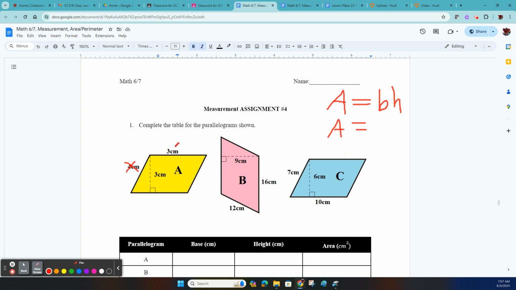Nope. 3. Well, 3 can be my base because check it out. It's forming a right angle with the height. Look at that. So 3 goes in for base, and my height is also 3. Last step, 3 times 3, of course, is 9. Got to have my units squared. Got to circle my answer, and boom, we're done. So that's what you're going to be doing in this whole assignment.